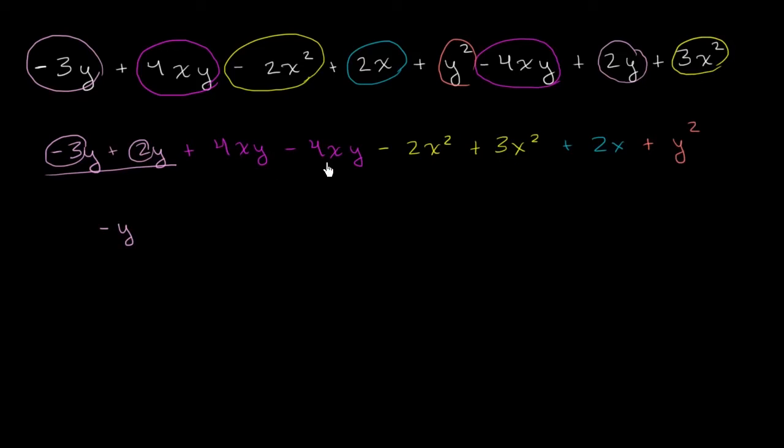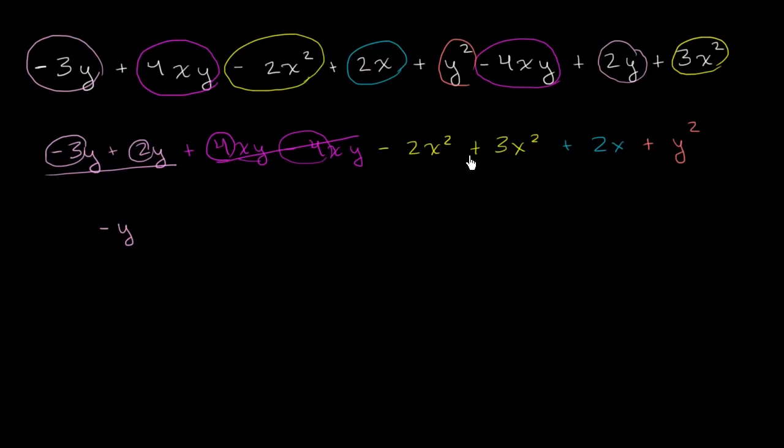Now let's look at the xy terms. If I have 4 xy's and I were to take away 4 xy's, how many xy's am I left with? Well, I'm left with no xy's. Or you could say, add the coefficients. 4 plus negative 4 gives you 0 xy's. Either way, these two cancel out. If I have 4 of something and I take away those 4 of that something, I'm left with none of them. And so I'm left with no xy's. I could have written 0xy, but that seems unnecessary.